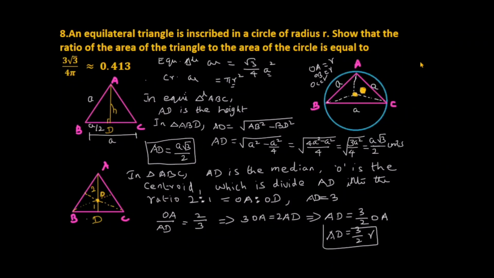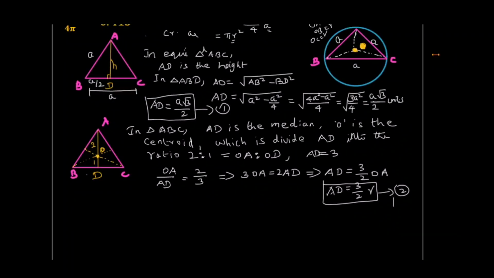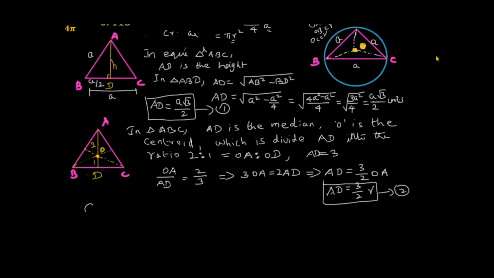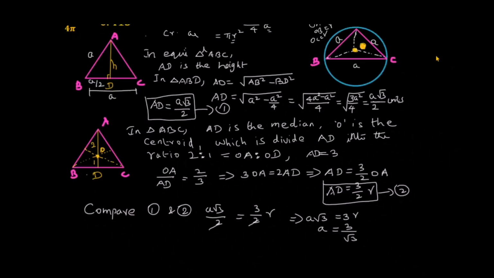So this is another one. Two ADs we got: this is one AD, and this is another. Comparing these two equations, we will get the relation between A and R. Both are AD, so A root 3/2 is equal to 3/2 R. Cancelling 2 and 2, we get A root 3 is equal to 3R. So A is equal to 3R/root 3.